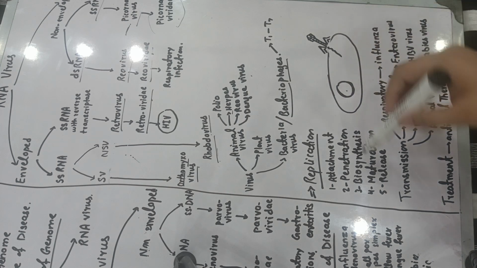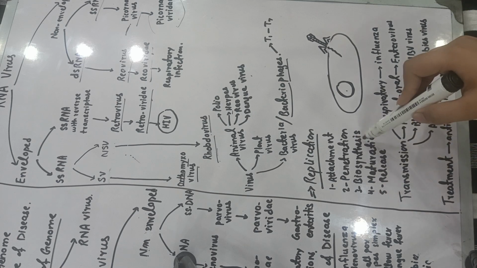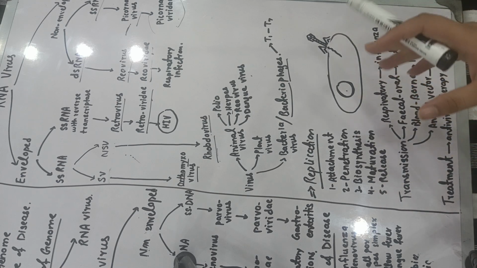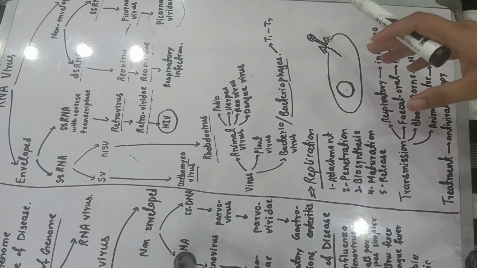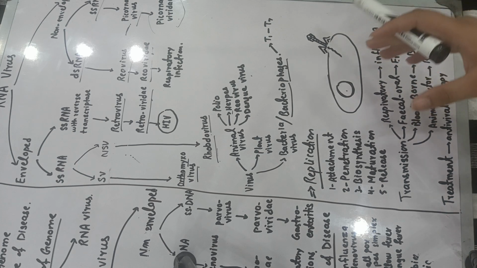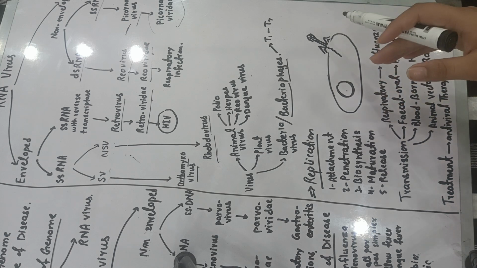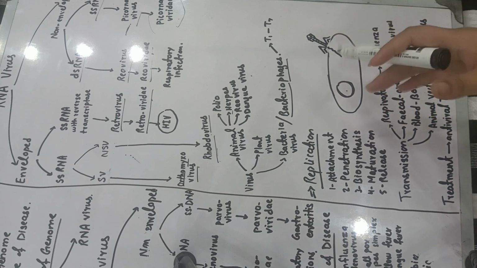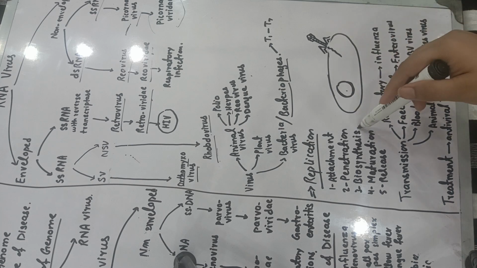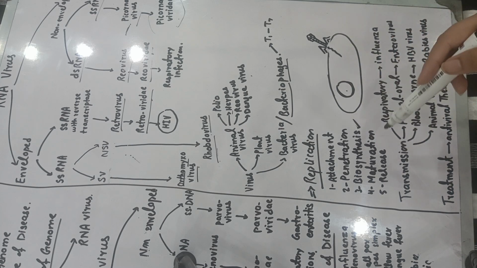After that the third step happens, which is biosynthesis. Now it disturbs the host chromosome. It disturbs the messenger RNA and makes its own enzymes, its own ribosomes, and its own amino acids. Then it also forms its capsomeres. So the biosynthesis of the virion components will happen.